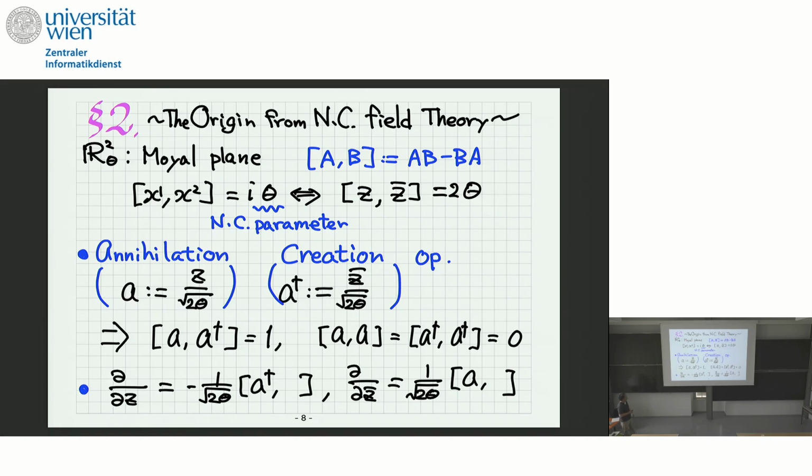It means if we choose some representation for the algebra, then everything is expressed using matrices. This is the origin of the matrix. For example, we introduce a creation operator and an annihilation operator. Then the commutator is written by this very famous Heisenberg relation. In addition, the differential operator is also written by those commutators.